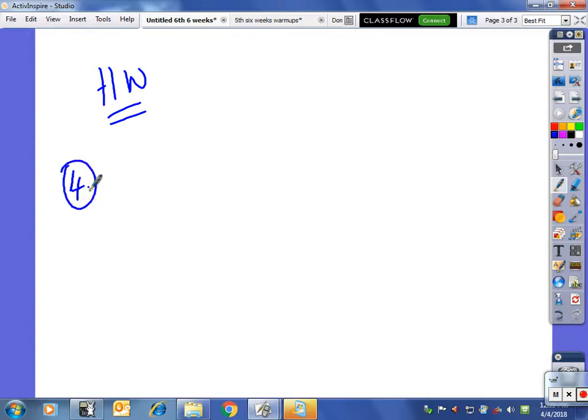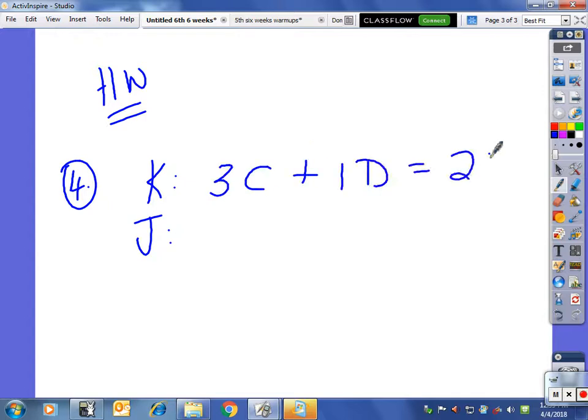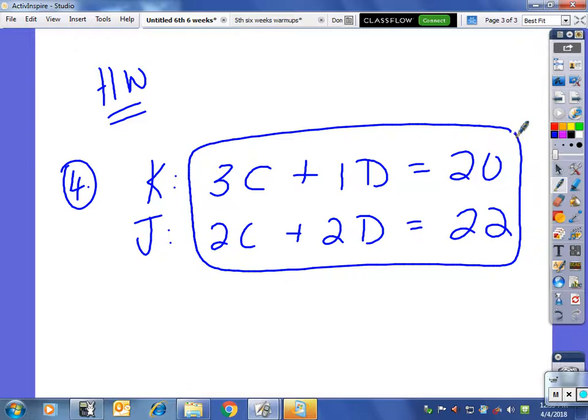Okay, number 4 on 6-2. I'm going to help you set it up, but you're going to have to solve it. We have 2 people who went to the same store, and what we're doing here is solving for the price of these items. So you might get a decimal answer. Some kids get freaked out when they get decimals, but if you're looking for a price, that's normal. It said Kate bought 3 CDs and 1 DVD, and later on in the problem it tells us she spent $20. Joel bought 2 CDs and 2 DVDs, and he spent $22. There's your system of equations.